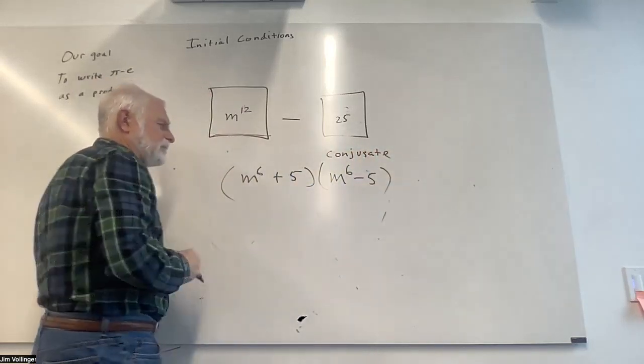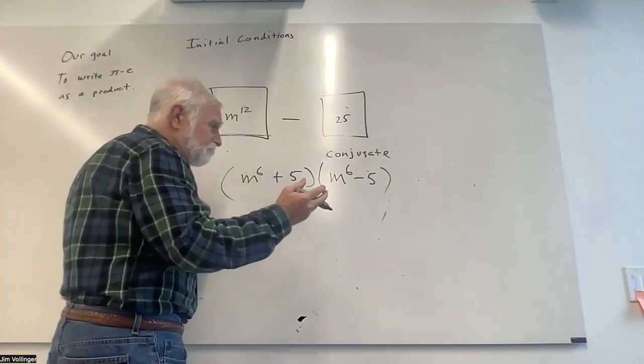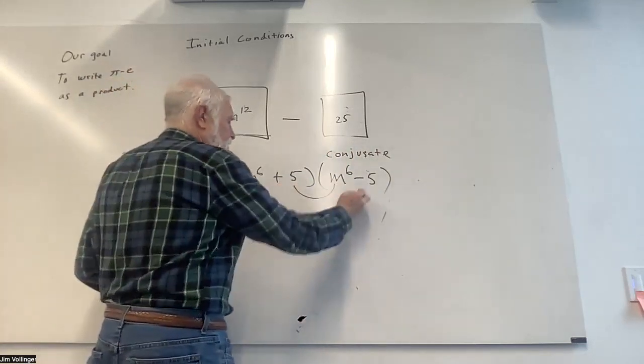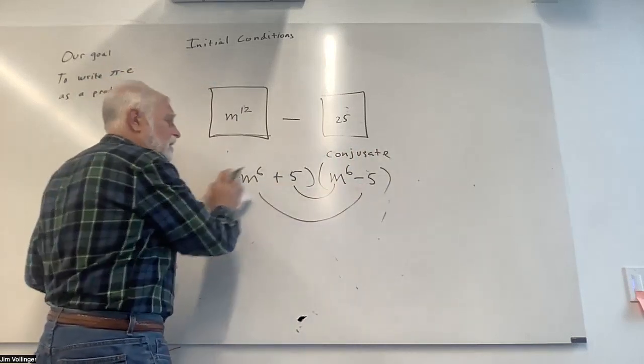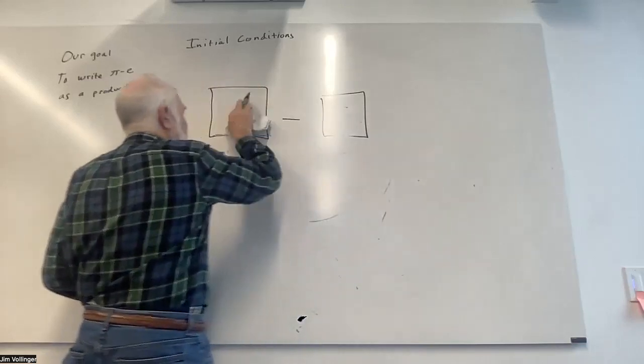That's the conjugate of this. When we multiply it, we won't get any middle terms, right? Because you've got a plus 5 and a minus 5. We're going to be using conjugates in a little while in another context. All right, let's keep having some fun here.